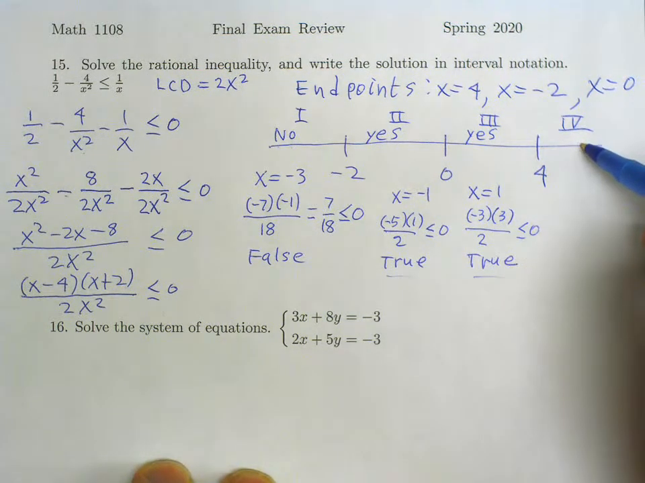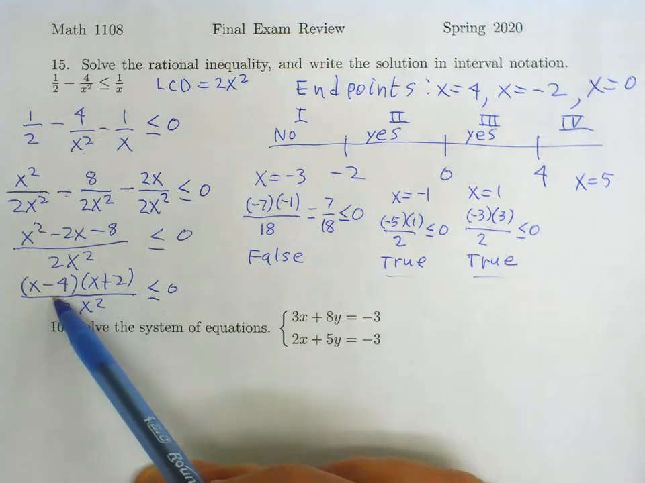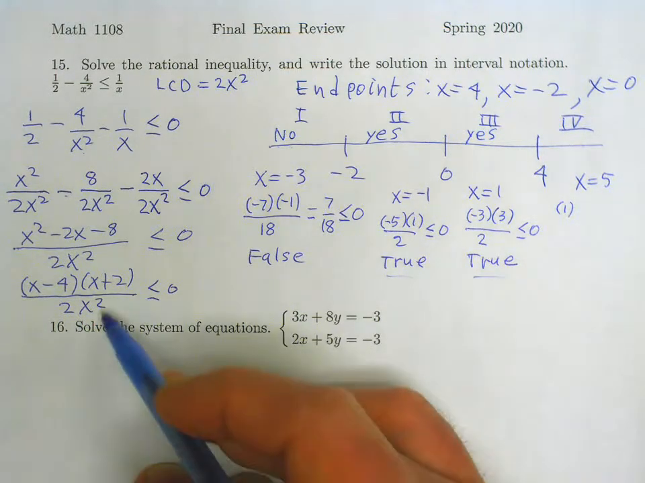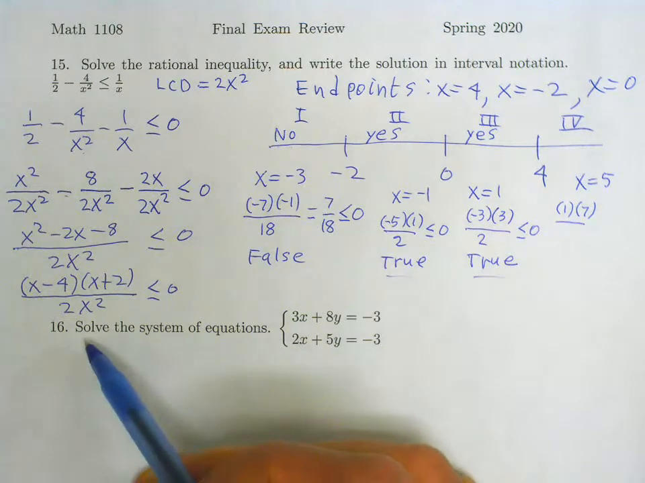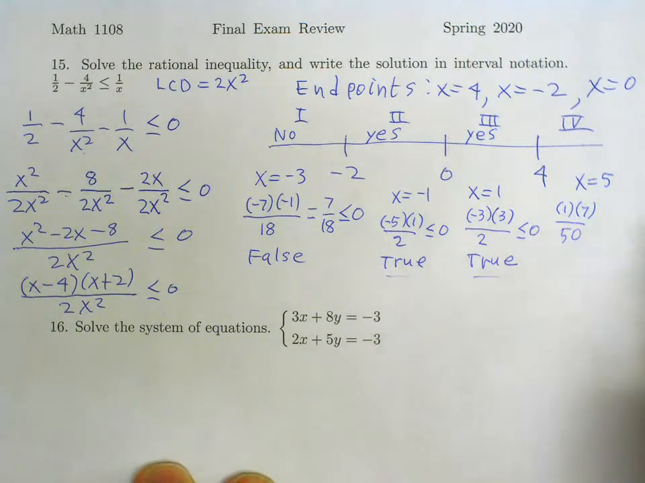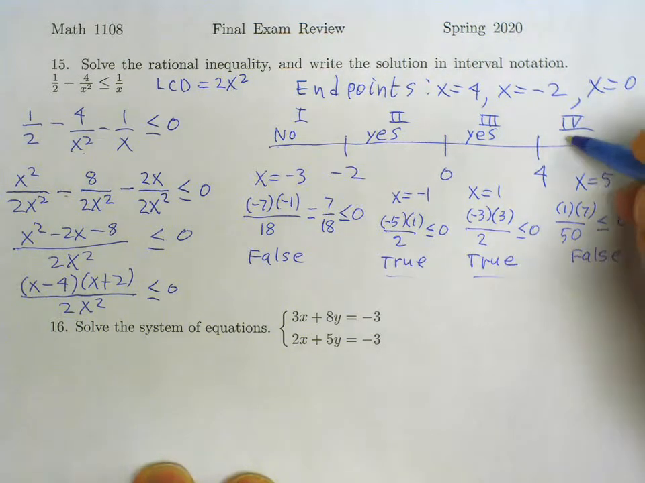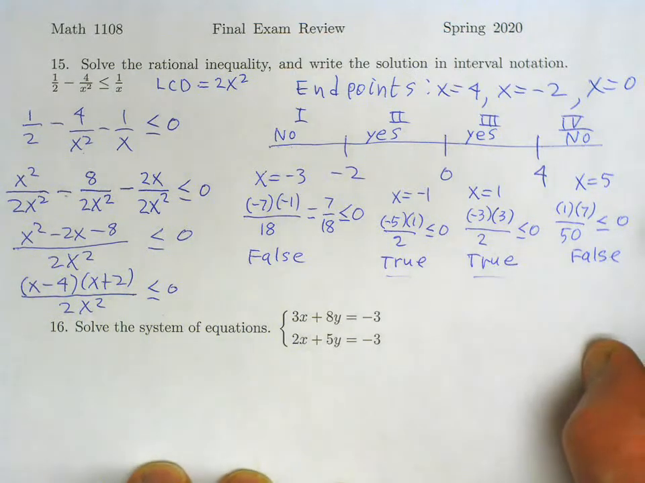In the fourth interval, we can pick x to be 5 as the test point, and then replace every x with 5. 5 minus 4 is 1. 5 plus 2 is 7. In the denominator, 2 times 5 squared is 50. This is obviously a positive number, but a positive number less than or equal to 0 is false. So none of the numbers from 4 to infinity are solutions.